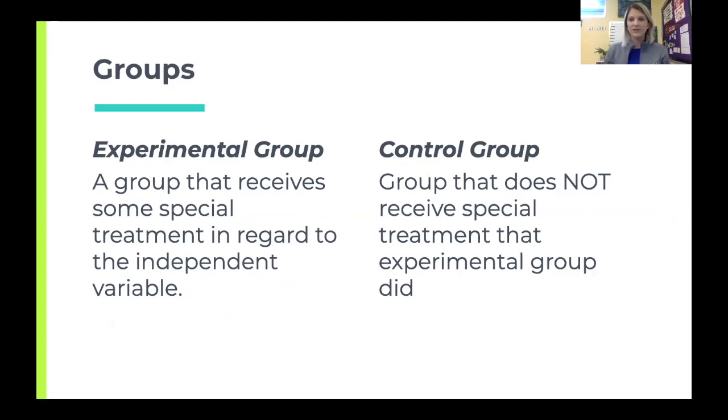Also in experiments, typically there are two separate groups, an experimental group and the control group. The experimental group receives some kind of treatment, and the control group does not. I'm going to include a more in-depth video about experimental versus control groups now.